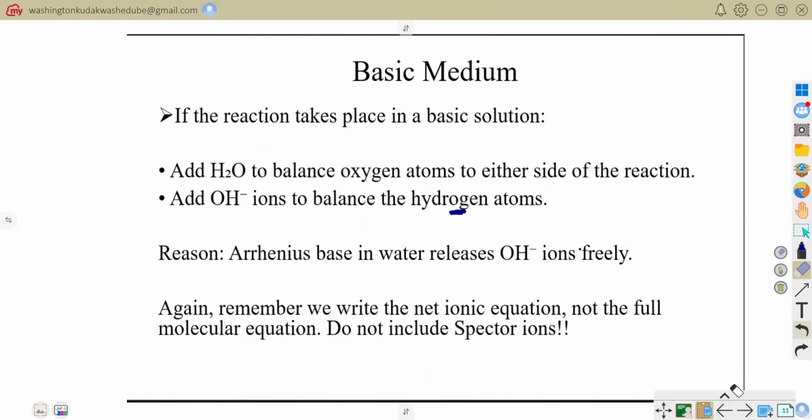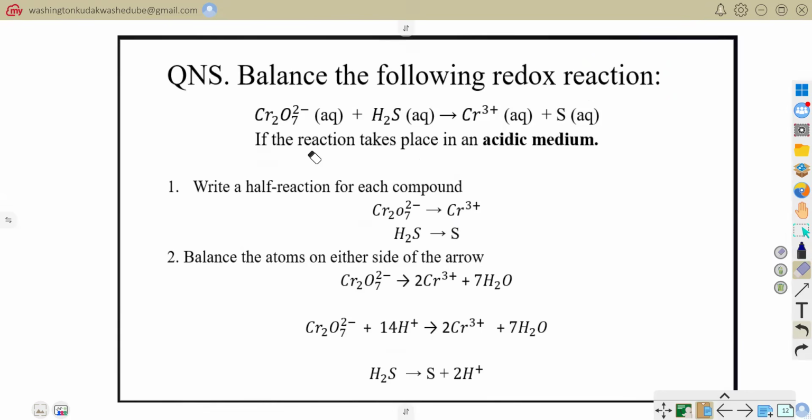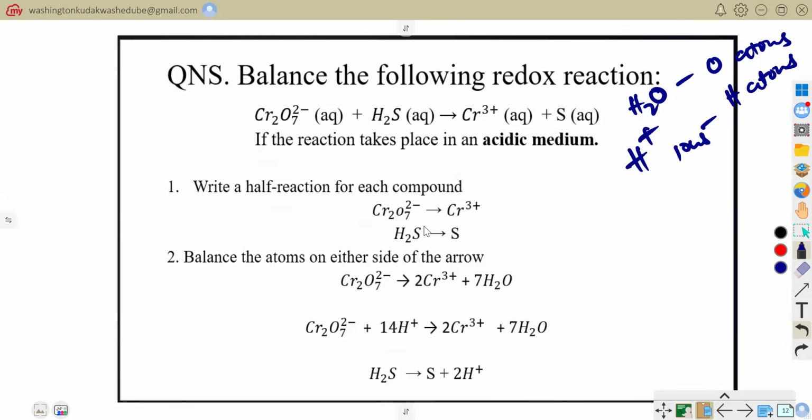Now, let's look at an example. Here the question says, balance the following redox reaction. This is a redox reaction of chromate ions reacting with hydrogen sulfide to form chromium ions plus sulfur. They say the reaction takes place in an acidic medium. So in an acidic medium, we add water molecules to balance oxygen atoms, and then we add H plus ions to balance hydrogen atoms.